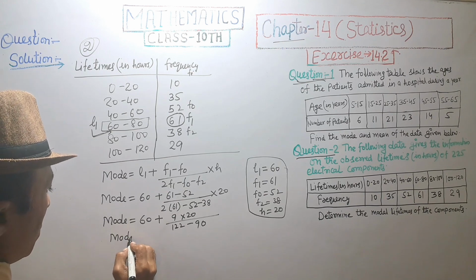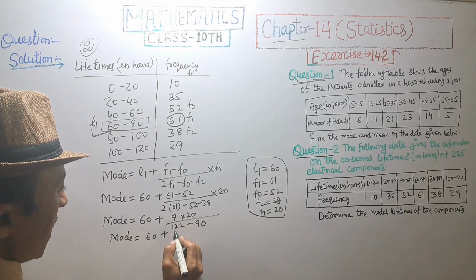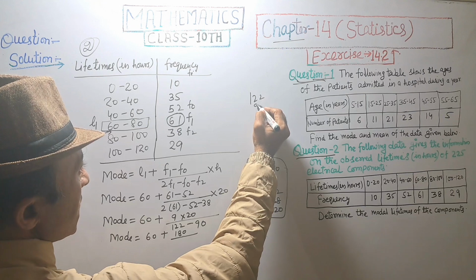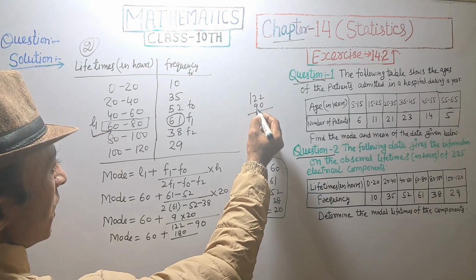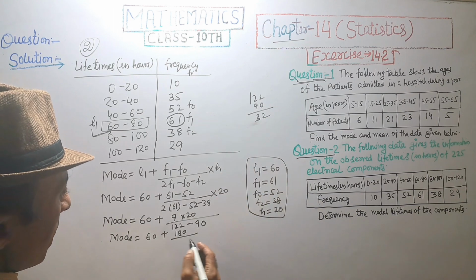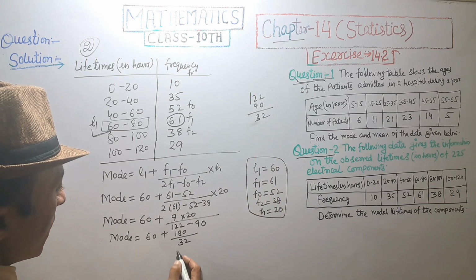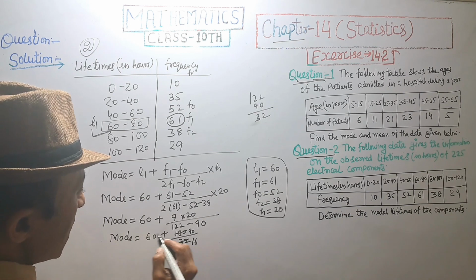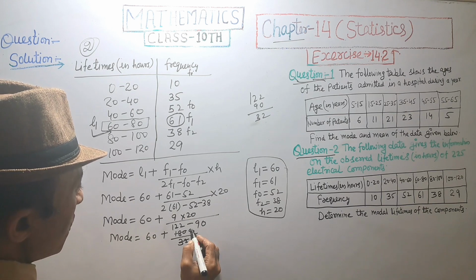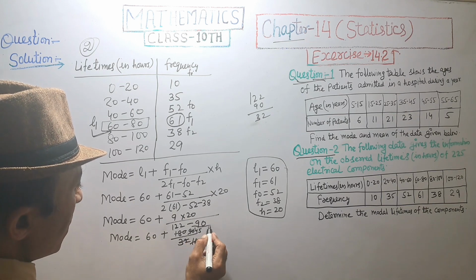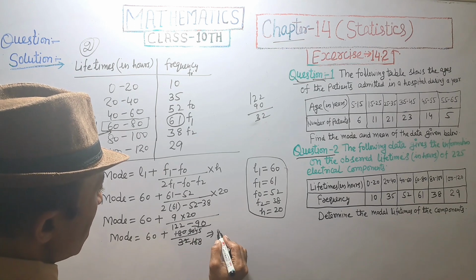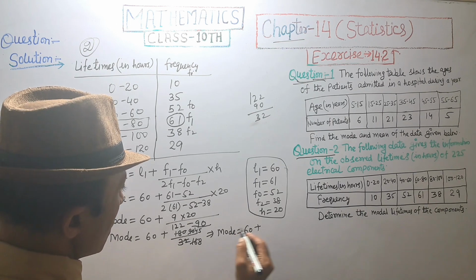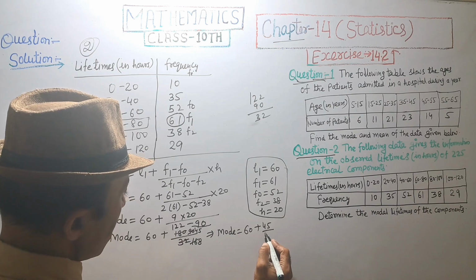So mode is equal to 60 plus 9 twos are 180 divided by 122 minus 90, which is equal to 32. 90 twos are 180. 16 twos are 32. 8 twos are 16 and 45 twos are 90. This implies mode is equal to 60 plus 45 divided by 8.